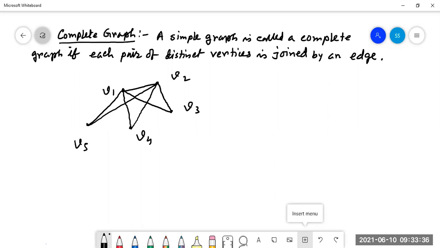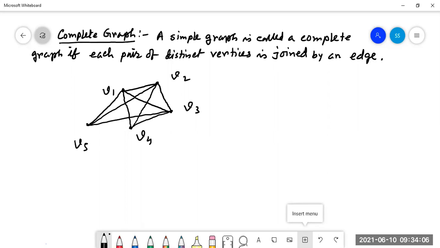V3 and V1 is a distinct pair of vertices, so they have one edge. V3 and V2 are a distinct pair of vertices, they have one edge. Again, V3 and V4 are a distinct pair of vertices, but there is no edge, so we have to make one edge. Clear? Again, V3 and V5 are a distinct pair of vertices, but there is no edge, so it also has one edge. Clear?